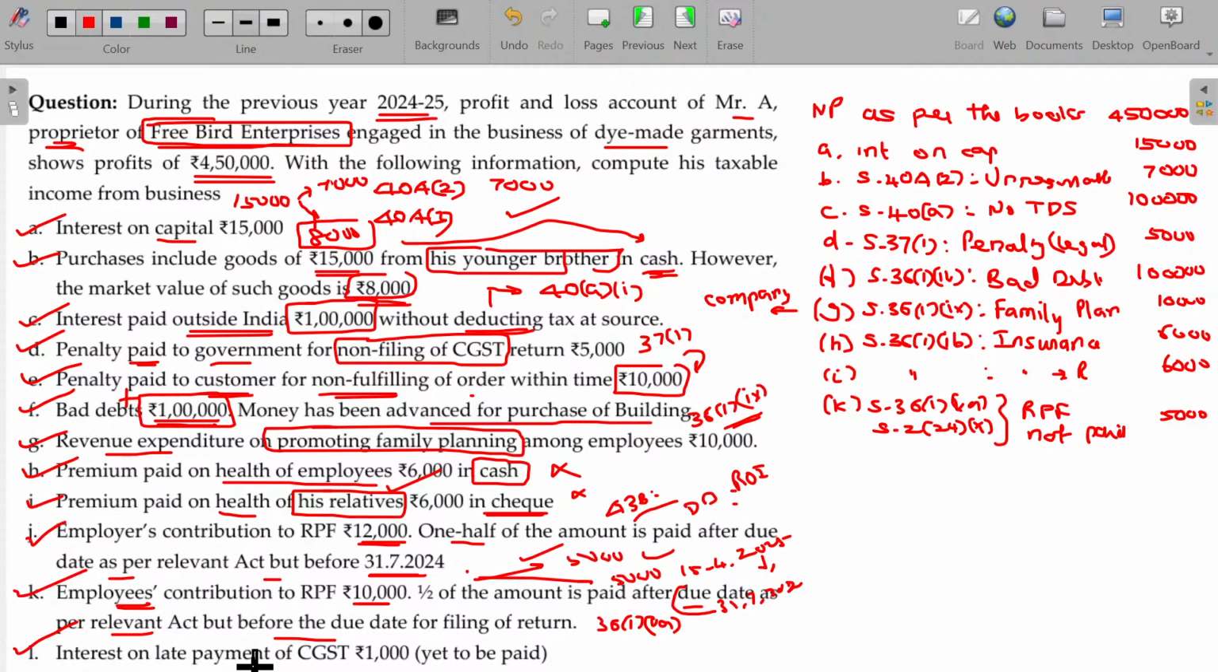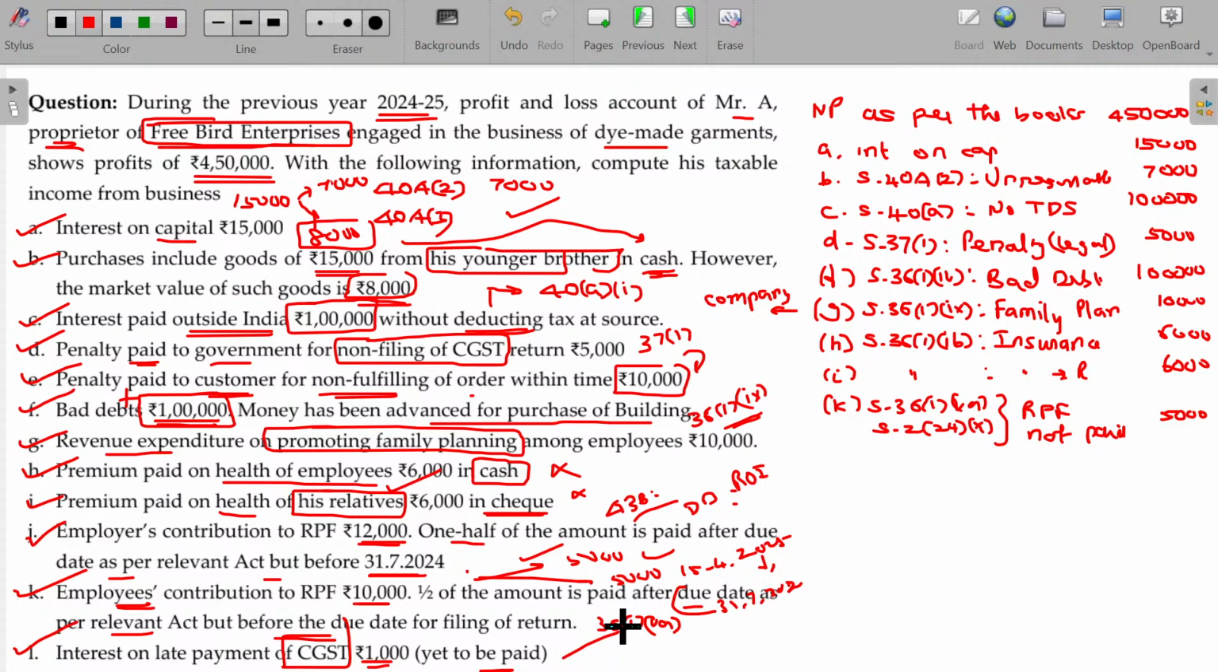Interest on late payment of CGST, 1,000 yet to be paid. What happens here? This one is allowable, because it is not tax, it's only interest.